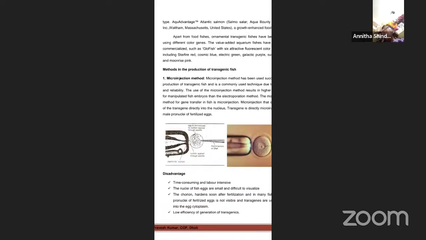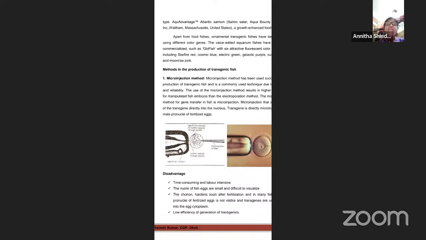So transgenesis not only led to the production of many fishes, but at the same time, it also helped in aquaculture for the production of ornamental fishes, or the value added fishes. These ornamental fishes, you all know, are of different colors. They produce them by using the color genes. Now, what are the various methods in the production of transgenic fish? Coming to the different methods that have been adopted for the production of transgenic fish.